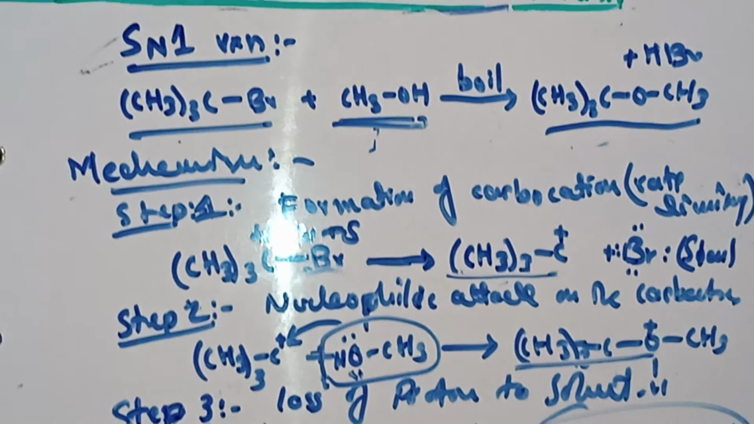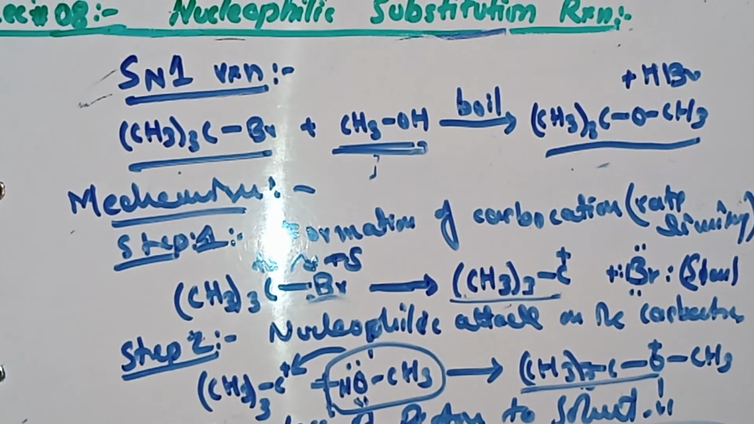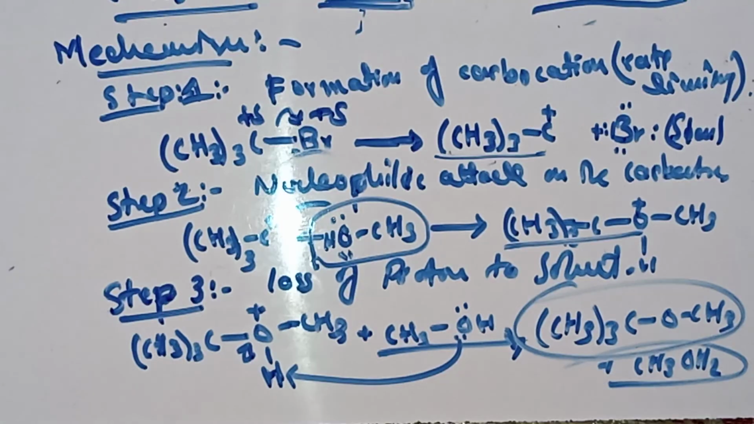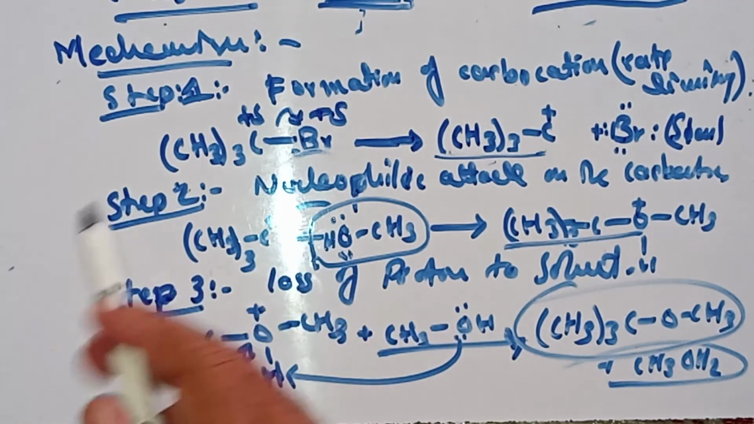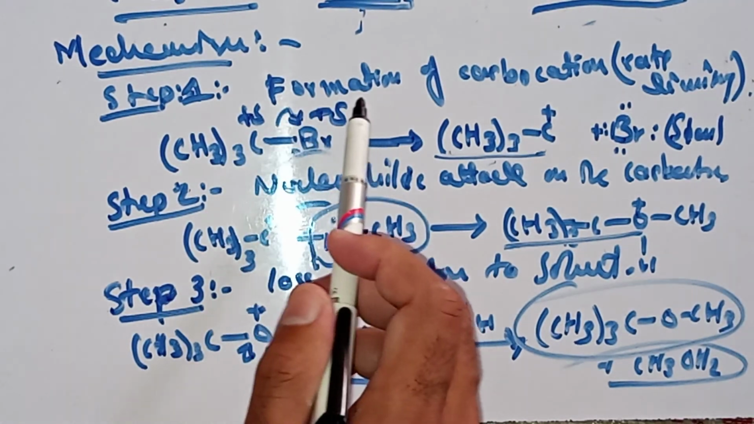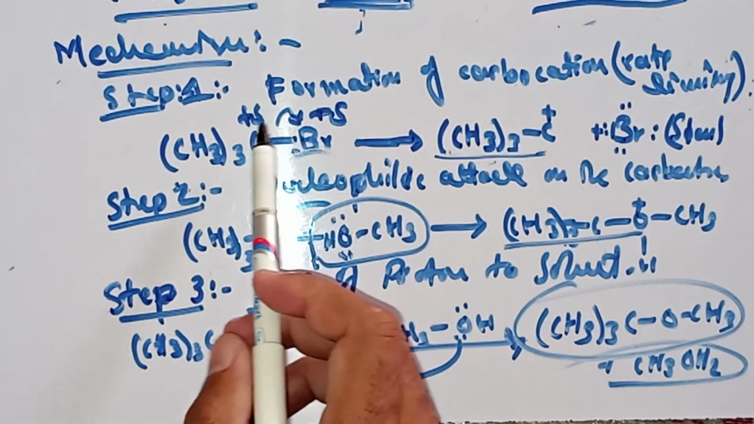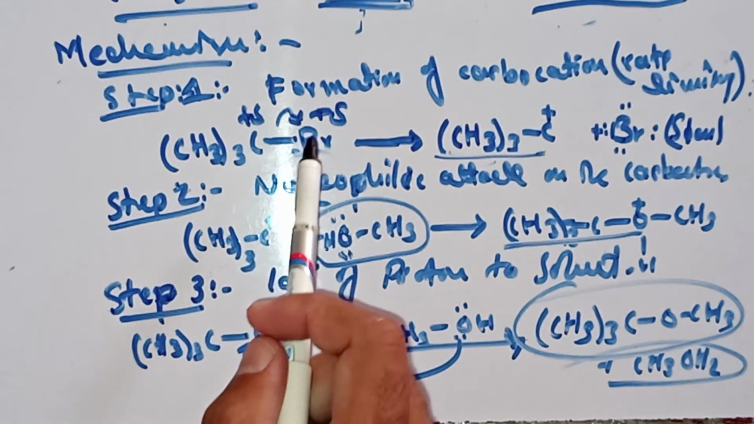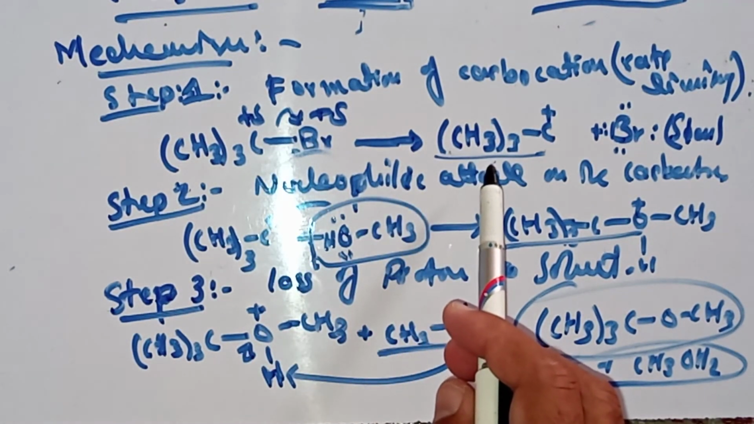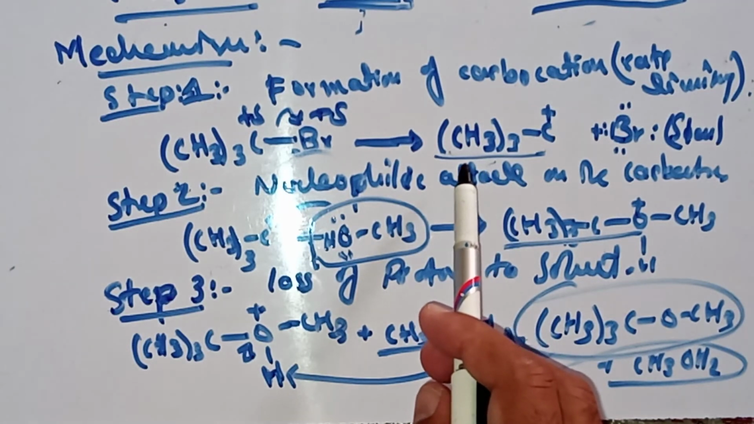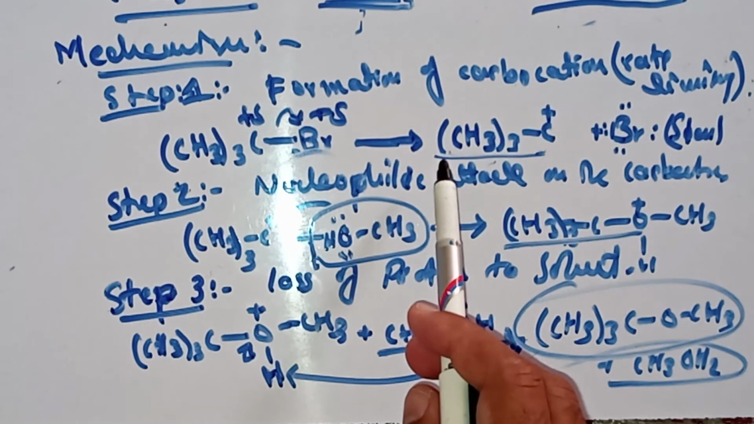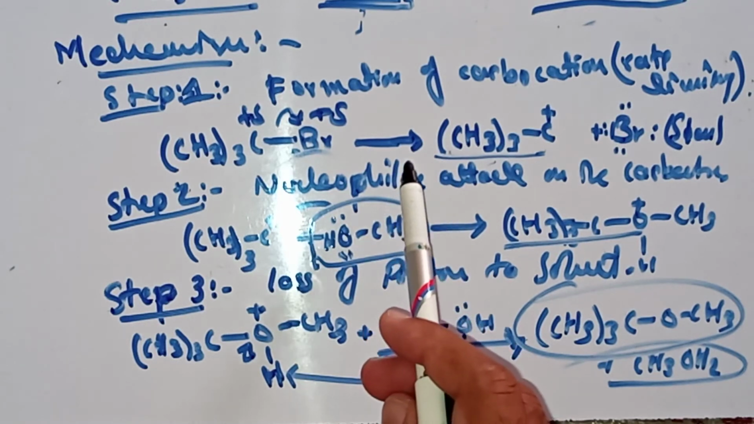This is the SN1 reaction, lecture number 8 of nucleophilic substitution reaction. The first step, let's repeat, is also called the ionization step. The ionization step is a very slow step, because an ion is produced, ion formation, and it also requires a high activation energy.